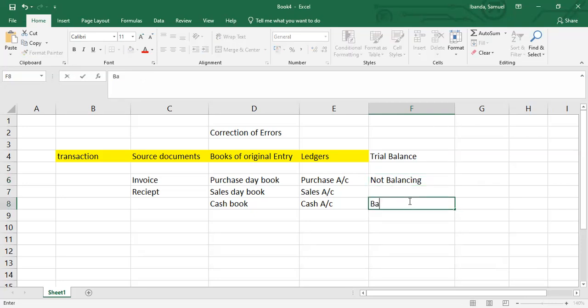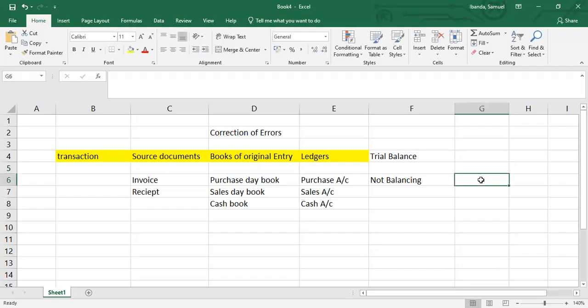But there are also some cases where your trial balance can actually balance, okay? Let me just try to create this in another column. Your trial balance can actually balance when you have some errors that you've committed along the way, okay? So it doesn't mean that errors would only happen when your trial balance does not balance. Errors can also happen when your trial balance is balancing, okay? That is what I want to bring to your attention, okay?